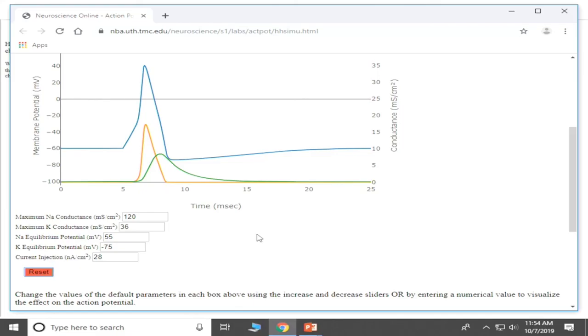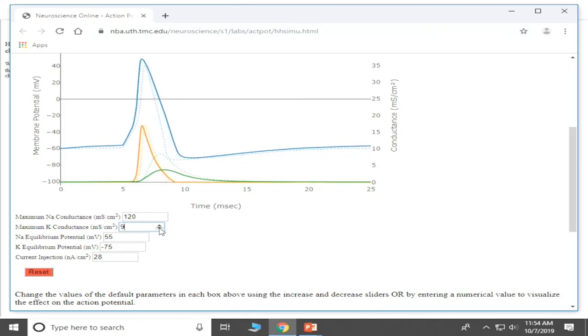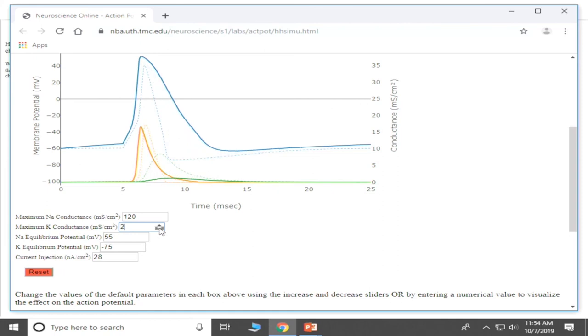That's what we're doing when we change this from 36. Let's start making it smaller. Ooh, look at that action potential. Look at that action potential. The action potential is broader. There's no after hyperpolarization.